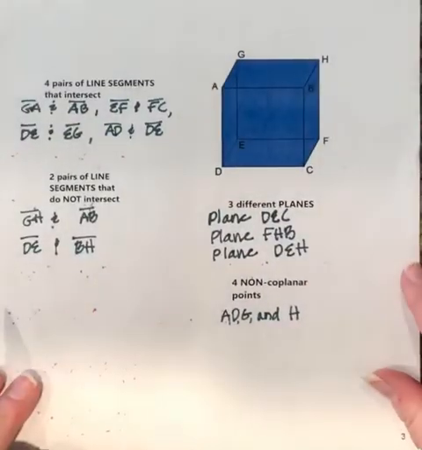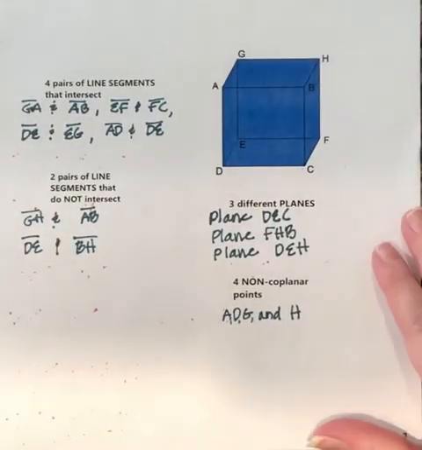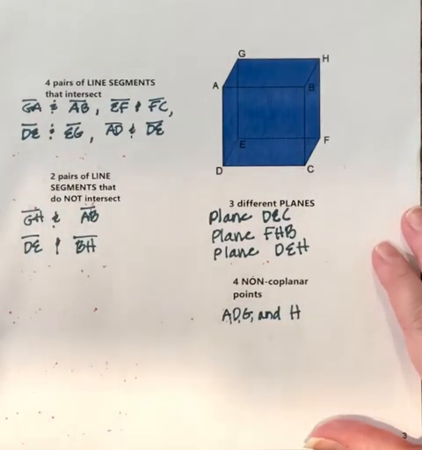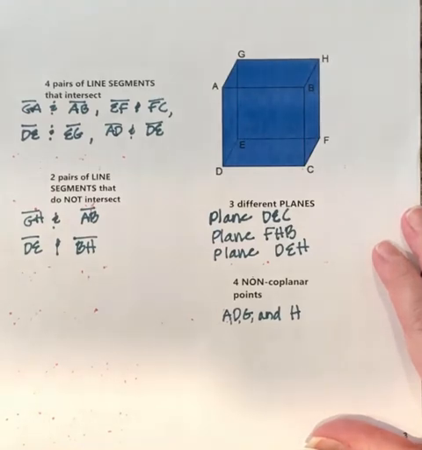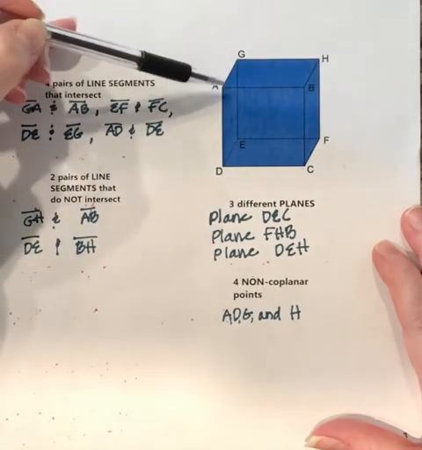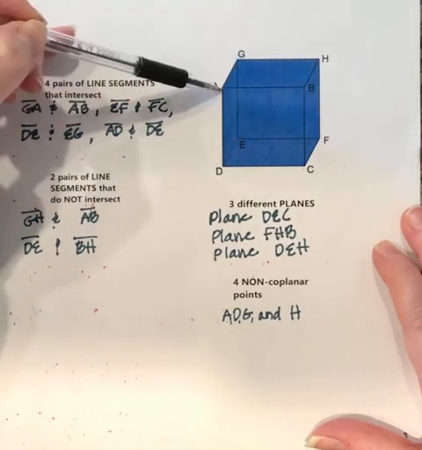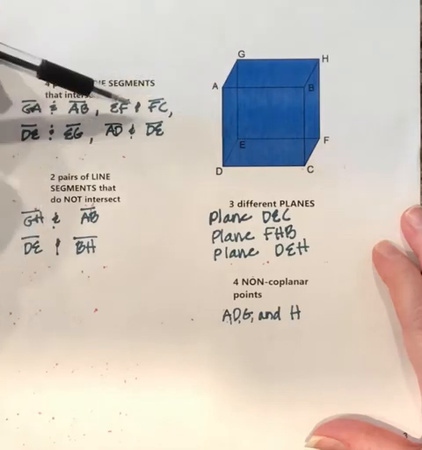And then finally, looking at a little bit more complex of a figure, here I have my good old friend, the rectangular prism. I'm looking here for 4 pairs of line segments that do intersect. That means they're just going to touch each other in one point somewhere in this figure. If I'm looking at GA and AB, here's GA, here's AB, they're intersecting there at point A.